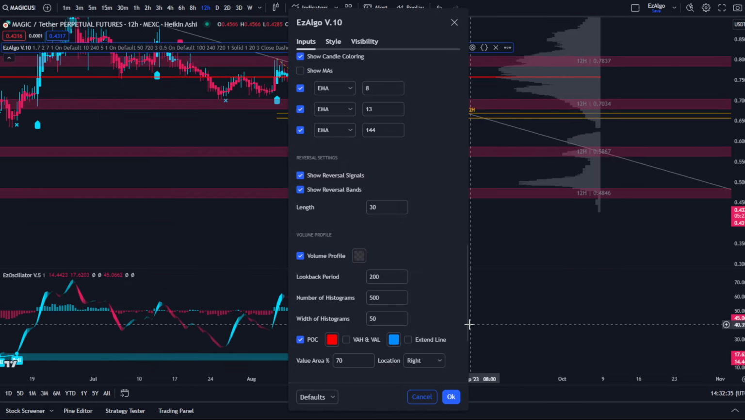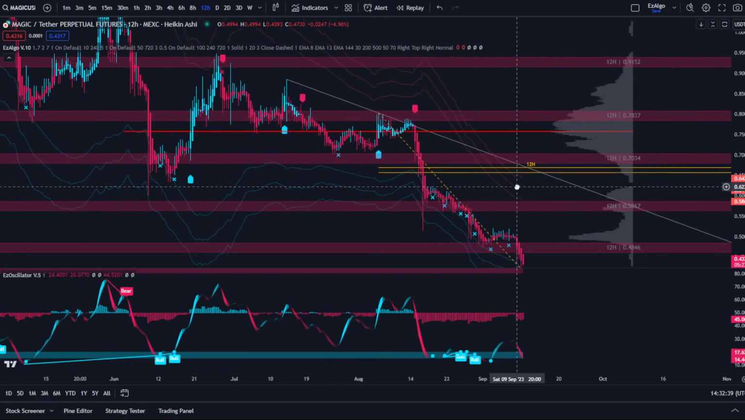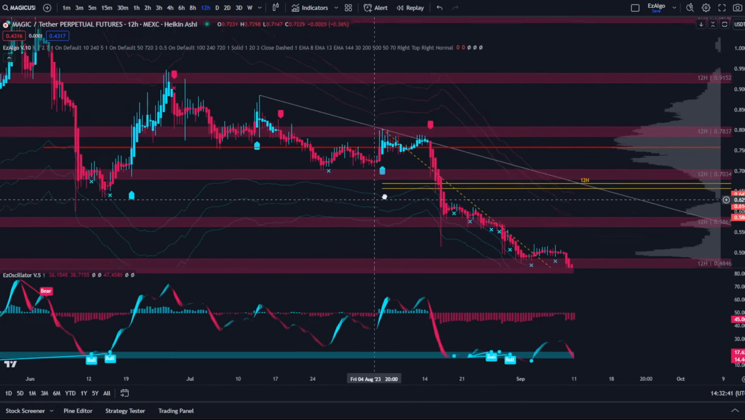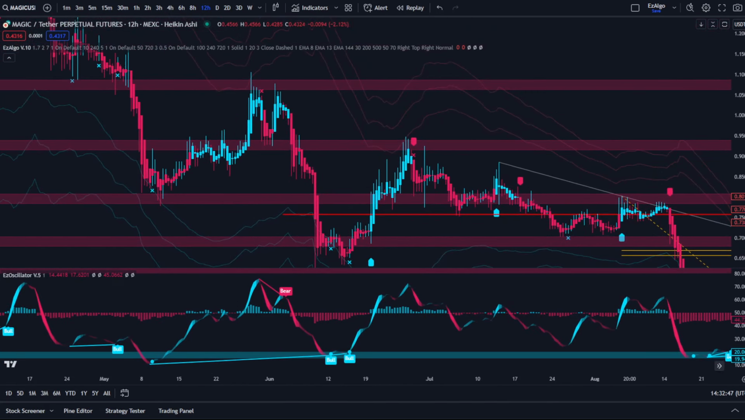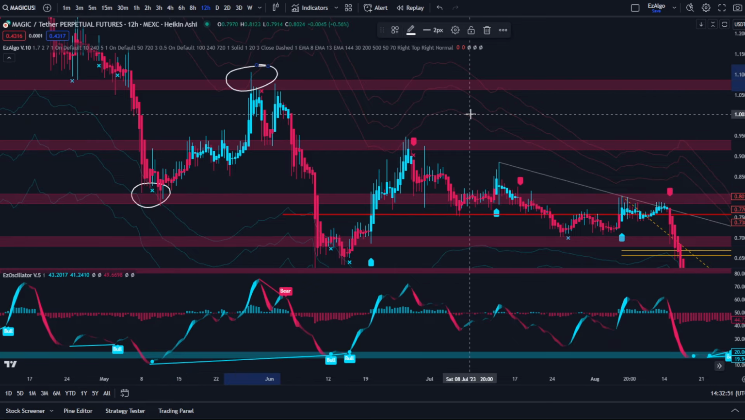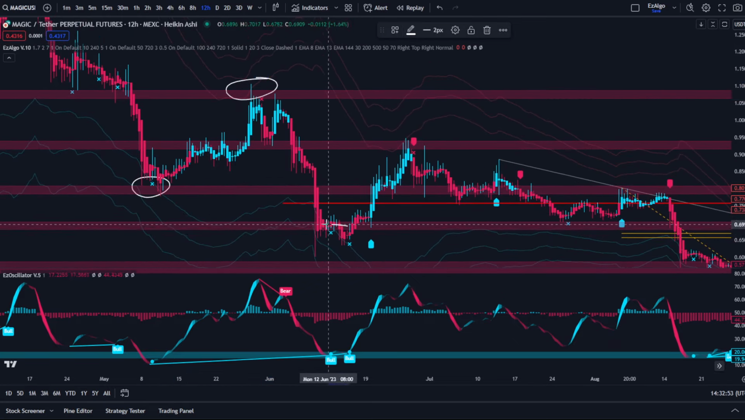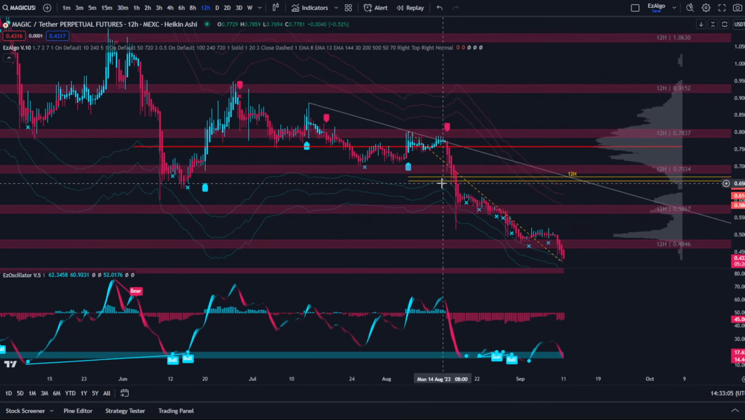All right, below that, we have the reversal bands. Now, the reversal bands are probably the most underrated aspect of EzAlgo. These are our very own bands that you see on your chart here. And you'll see that price does a great job of respecting these bands, especially on a higher time frame. And you can go down to a lower time frame and look for entries as price is approaching these reversal bands. These work well, especially in ranging markets.